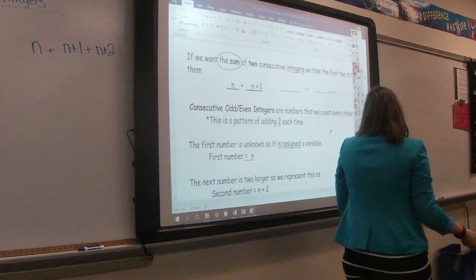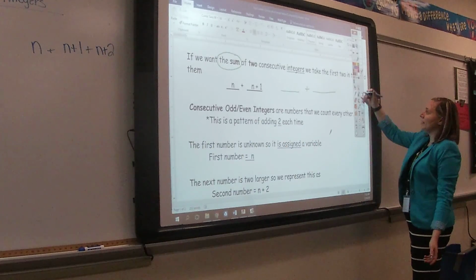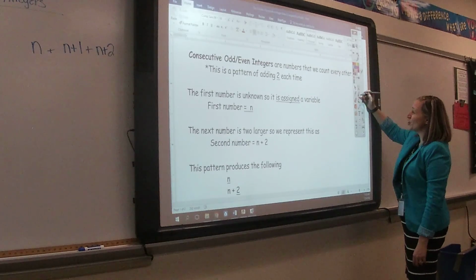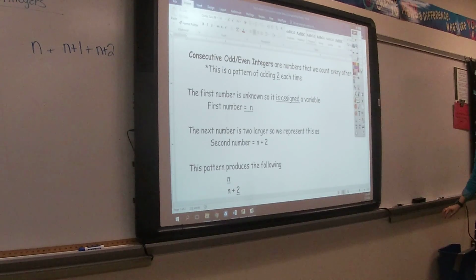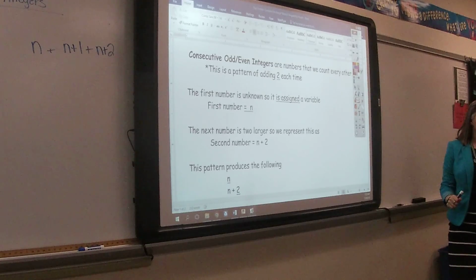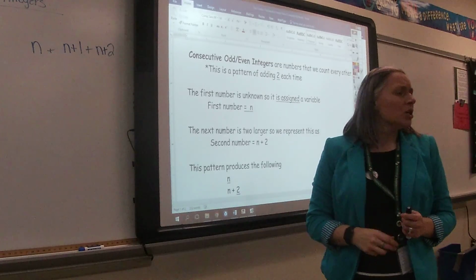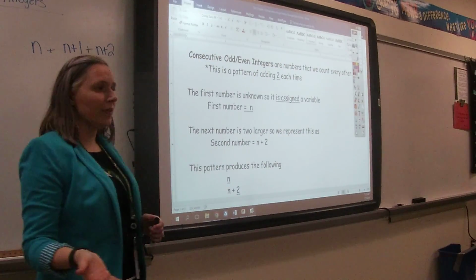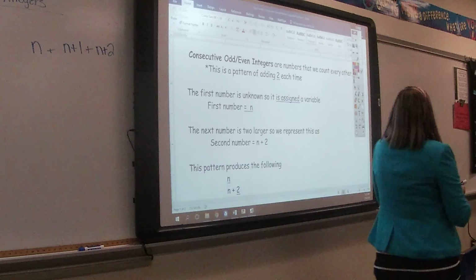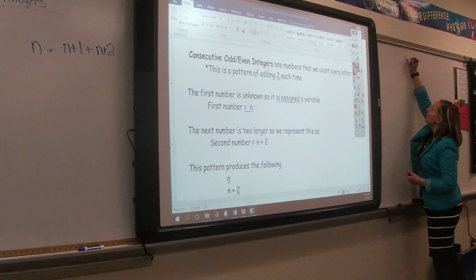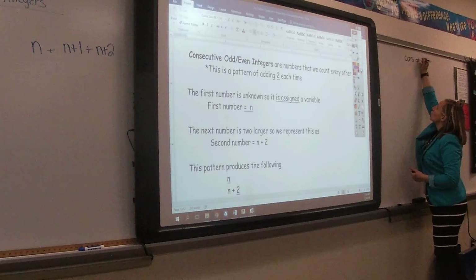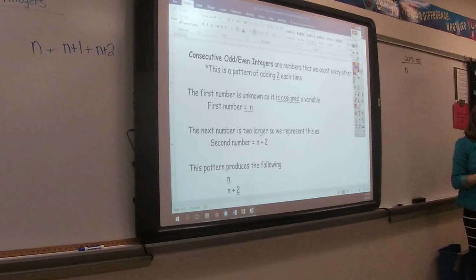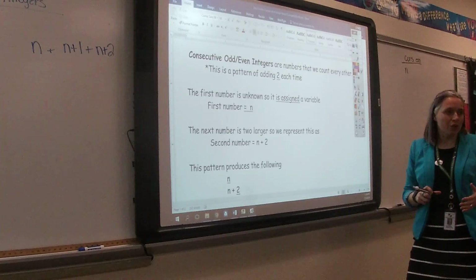We also can talk about consecutive even and odd integers. So consecutive still means sequential. But what does it mean if I mean consecutive odd? What does that mean? So what would be consecutive odd to 3? 5. And then what would come next? 7. So if I say I'm thinking of a number, how are we going to label a number? N. And now I want what's consecutively odd to it.